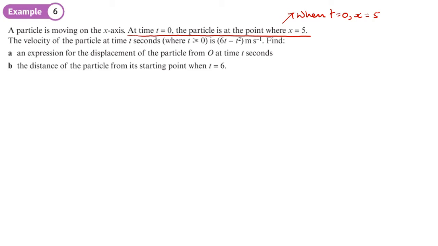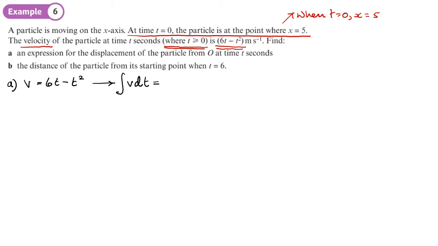The velocity of the particle, so we're given v, where t is greater than or equal to 0, so no negative values of t, is given by 6t minus t squared. Find an expression for the displacement of the particle from O at t seconds. Okay, so first thing, let's write down v equals 6t minus t squared. If I integrate that with respect to t, that will give me an expression for the displacement.